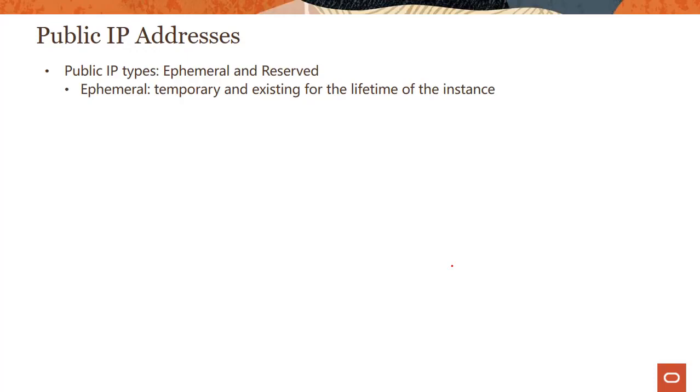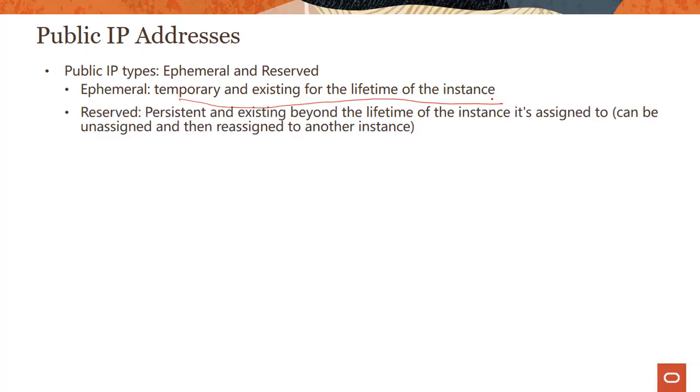Now there are two kinds of public IP addresses within the OCI networking service. One is called ephemeral, the other one is called reserved. The ephemeral is temporary and exists just for the lifetime of the instance. So when the instance terminates, the IP address is gone. Reserved is persistent and exists beyond the lifetime of the instance it is assigned to. It can be unassigned and then reassigned to another instance.